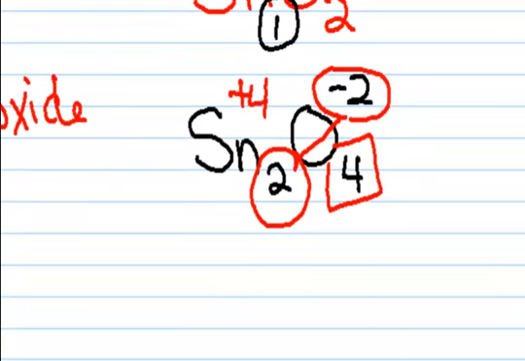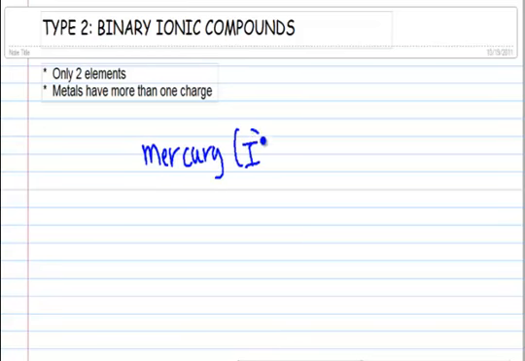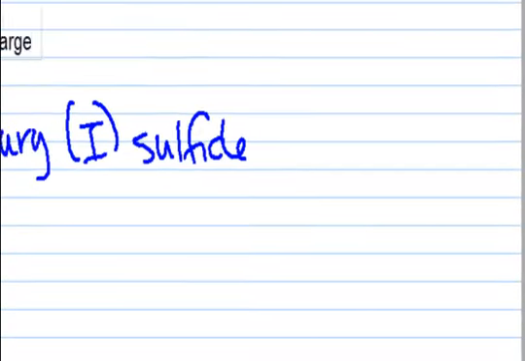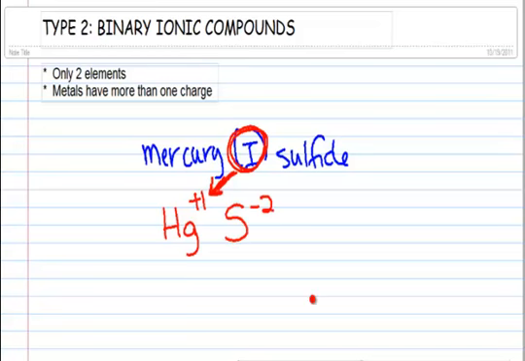Now let's go from the name to a formula. What if I give you mercury 1 sulfide? Well, mercury's symbol is Hg. It has a charge of plus 1. How do I know that? This 1 right here is what goes there. Sulfide goes back to sulfur, the minus 2 charge.